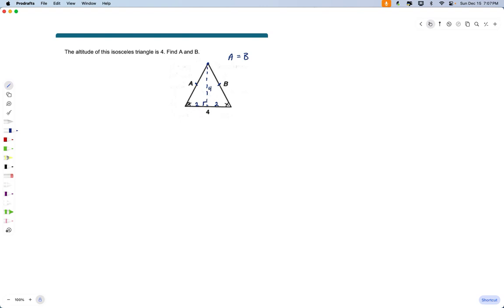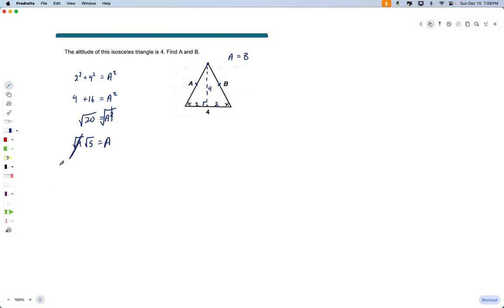If we take the triangle on this side, we can find A using Pythagoras' theorem, which would be 2 squared plus 4 squared is equal to A squared. So 4 plus 16 is equal to A squared. 20 is equal to A squared. Take the square root of both sides. I know this is going to be the square root of 4 times the square root of 5, because 4 times 5 is 20.